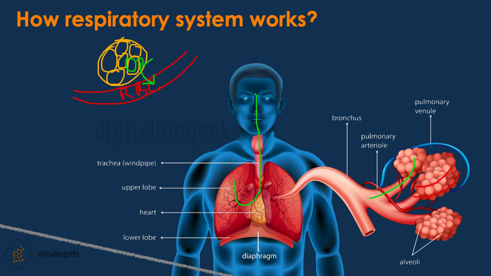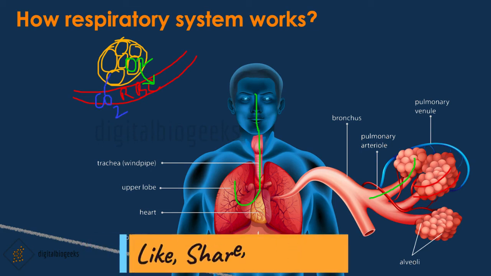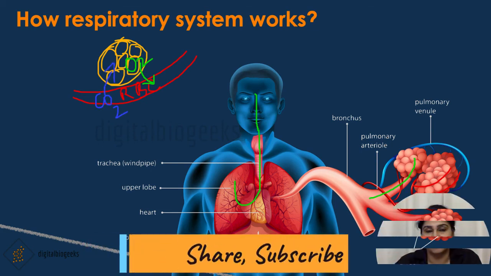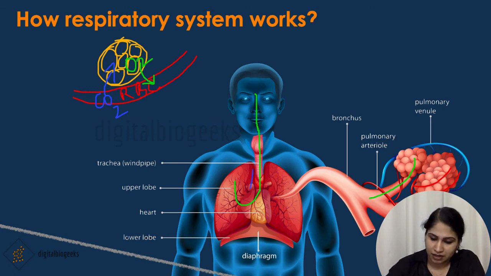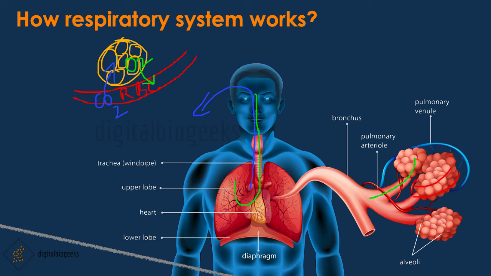This RBC has a protein known as hemoglobin. This hemoglobin reacts with oxygen, which gives the cherry red color to the red blood cells. From there, this oxygenated blood reaches the heart and from there to the rest of the body. Like that, the carbon dioxide molecules diffuse into the alveolus and from the alveolus it reaches the bronchioles, then bronchi and then the larynx and then through the nose it is expelled.